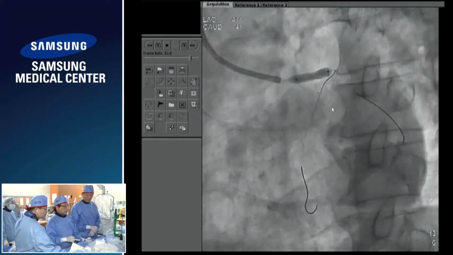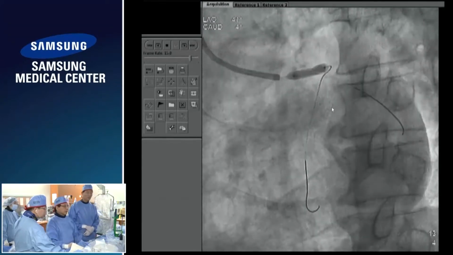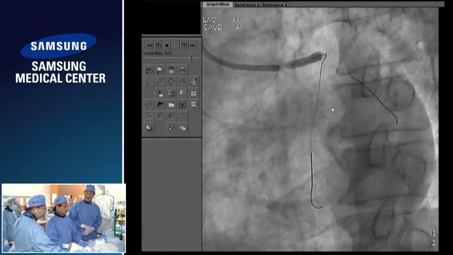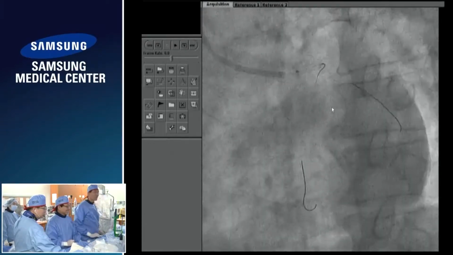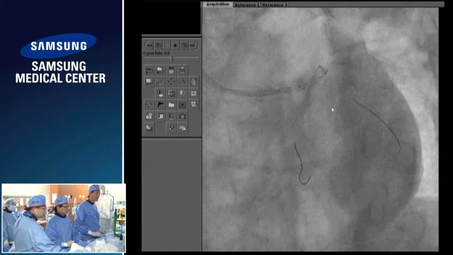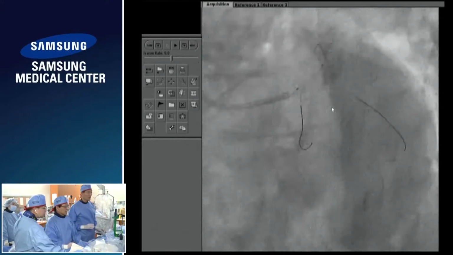Okay, deflate. 8 is below nominal. Below is nominal. 11. Yeah, 10 actually. 10. Right. Yeah, spider view. I will look at the circumflex ostium at this moment.